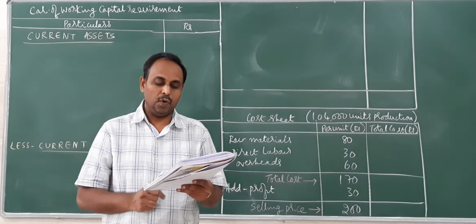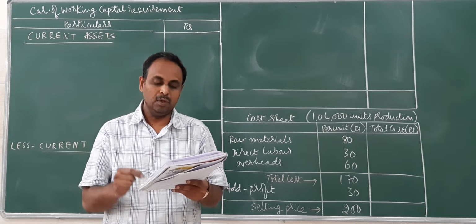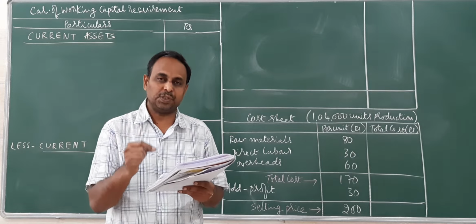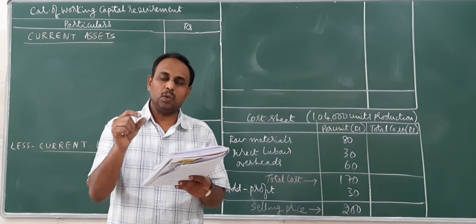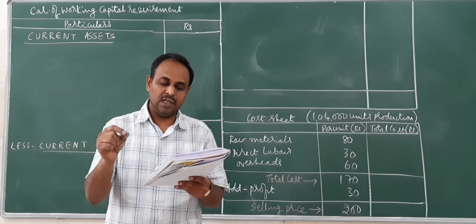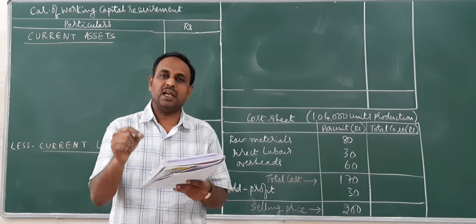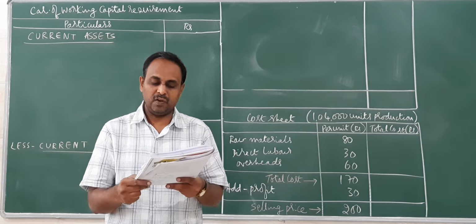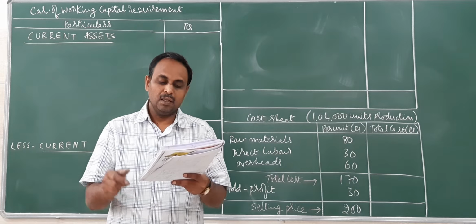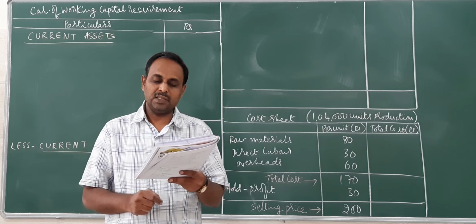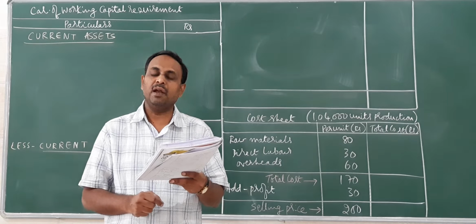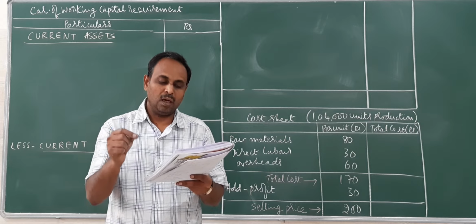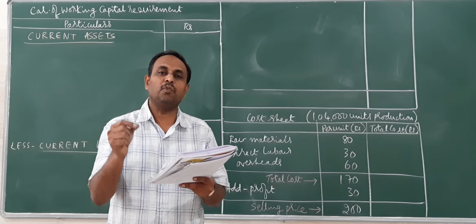Then most important you have here, please underline in the problem, 1/4 of the output is sold against cash. That is, whatever the total output produced, 1/4 is in cash, 3/4 in credit basis. So cash in hand required is 25,000. Then required to prepare statement of working capital needed to finance a level of activity of 1,04,000 units of production.